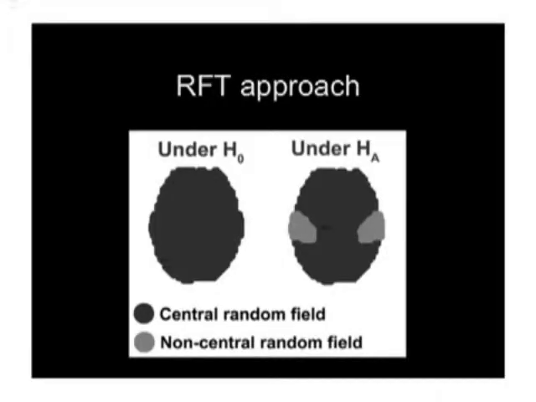So basically here's how the approach works. Under the null hypothesis, you assume a central random field. So this is the same as that null distribution I had before. And then for the alternative hypothesis, you have to pick the regions in the brain where you believe the activity will be, and you assume a non-central random field for those regions.